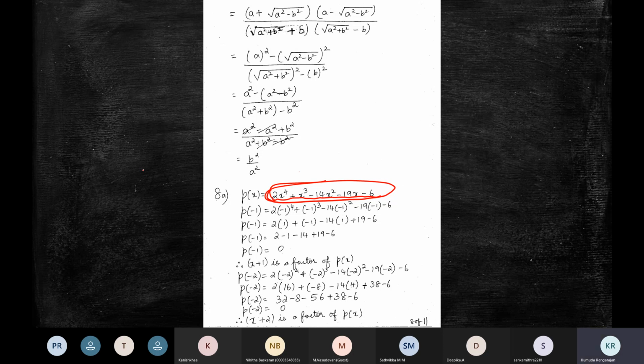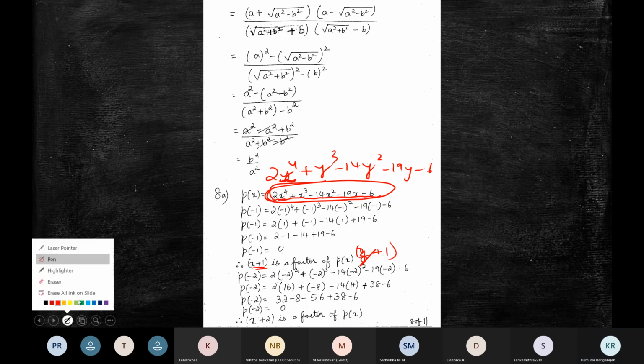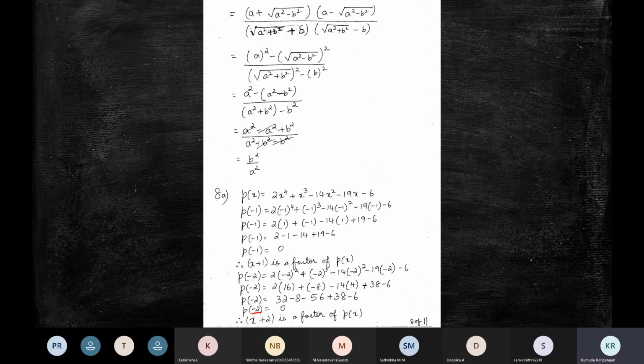Since p of -1 is 0, x plus 1 is a factor. If this polynomial is made up of y, supposing it is 2y to the power 4 plus y cubed minus 14y square minus 19y minus 6, then you must say that y plus 1 is a factor. So it depends on whatever variable is used. If it is z here, it will be z plus 1 is a factor. So here, since the polynomial is in x, x plus 1 is a factor of p of x. And p of -2 is 0, so x plus 2 is a factor of p of x.